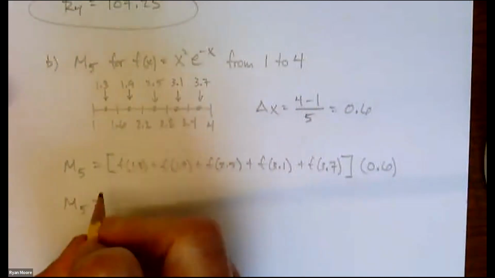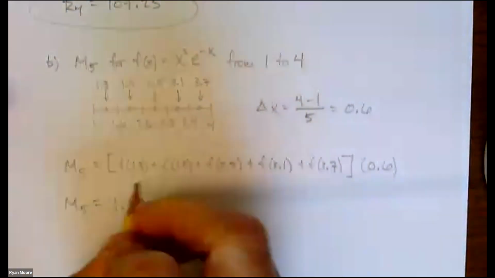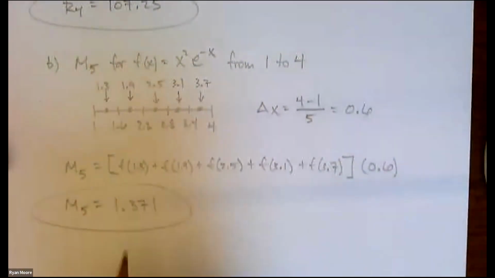M5 doesn't tell us how to round. I'm going to go to 3 decimal places. I got 1.371. Looks pretty good. Hopefully that's correct.